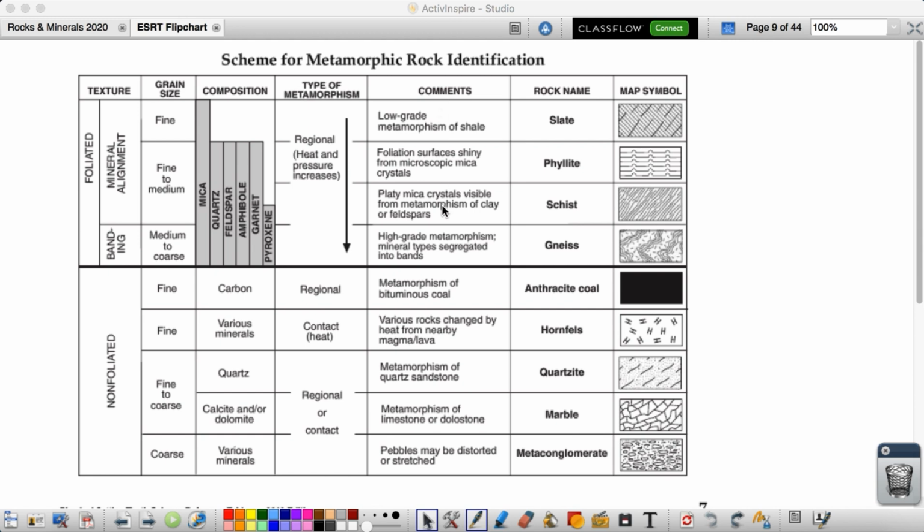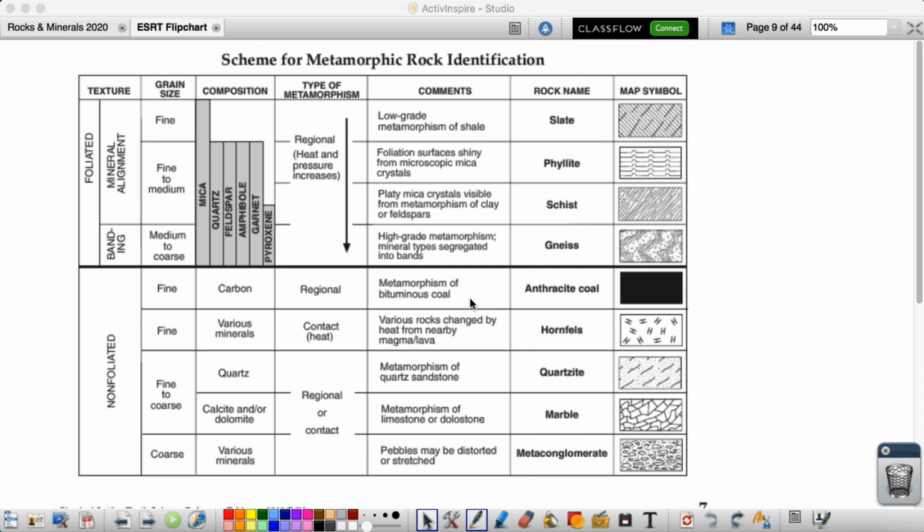Comments, these are important because you'll notice that it kind of says what rocks turn into what rocks. So shale can turn into slate. And you'll notice that gneiss can come from a variety of rocks, obviously. You'll notice that sandstone turns into quartzite. Bituminous coal turns into anthracite coal. So these are the metamorphic rocks.